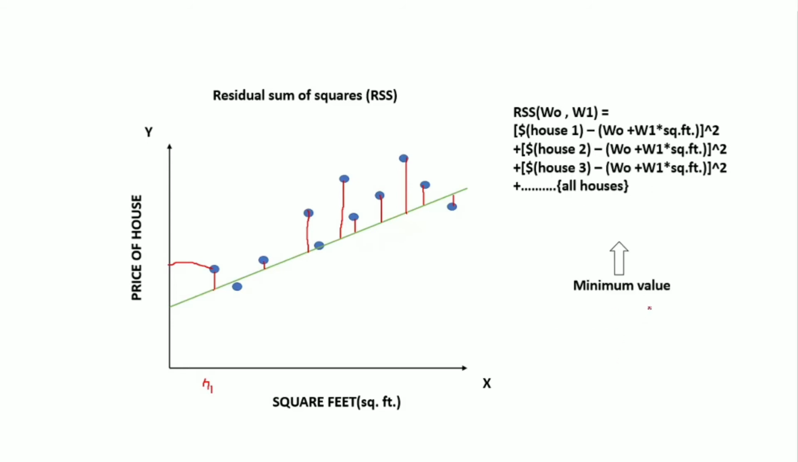So if we get the minimum value for this particular equation, that will be the best line associated for this particular data set. So that is the linear regression model which we want to make. We don't want this particular value to be maximum. We want this particular value to be the minimum. And that will be the line best suitable for this particular data set here.